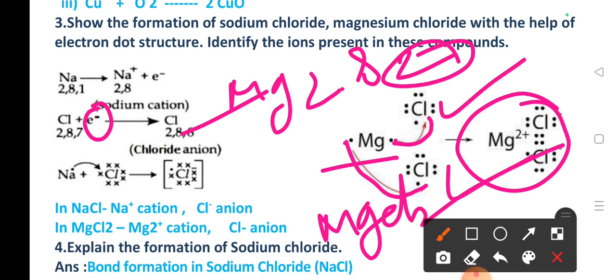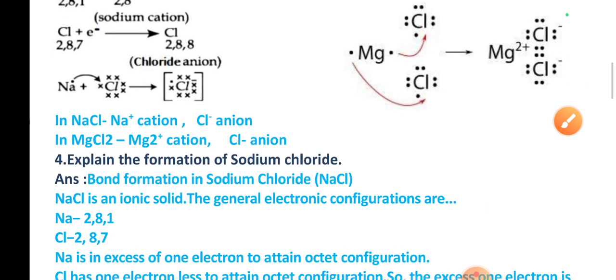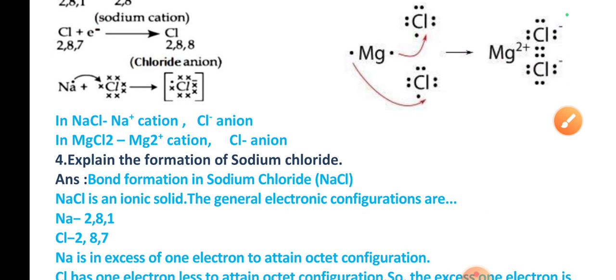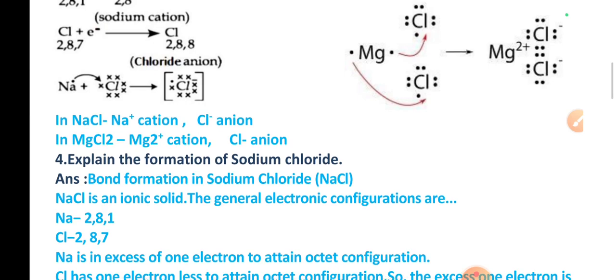Because magnesium's valence is 2 and chlorine's valence is 1, 1 magnesium reacts with 2 chlorine atoms. The dot structure is given here. In the outermost shell of chlorine, how many electrons are there? 7, and 1 is filled by magnesium. So Na plus and Cl minus give NaCl, like that only. In MgCl2, Mg2+ is a cation and Cl minus is an anion.